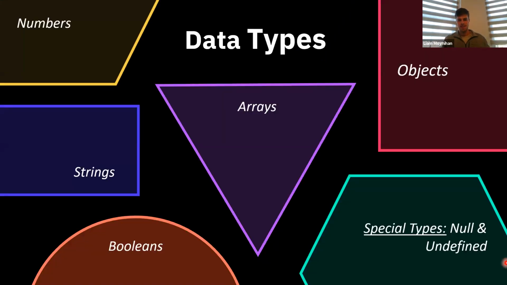All right, so take a breath. Those are all of our data types. We covered a lot of material there. Again, we went over numbers, strings, booleans, arrays, objects, and then also our special types, null and undefined.